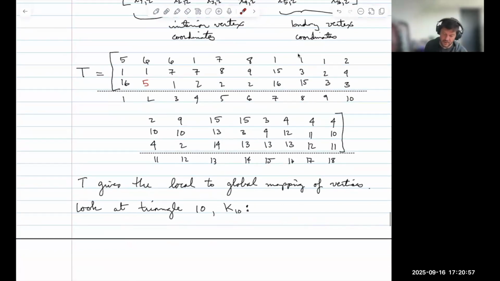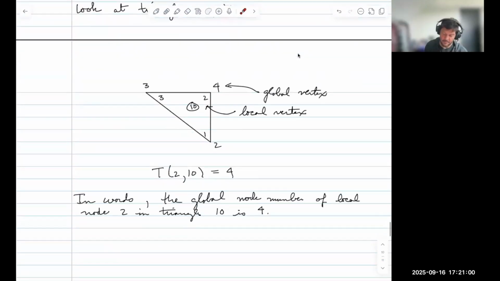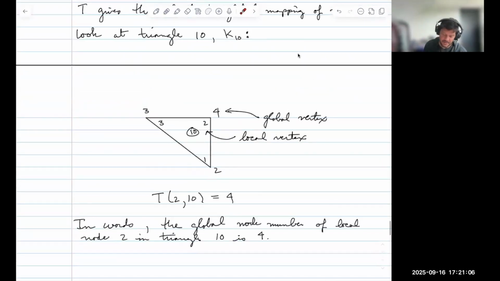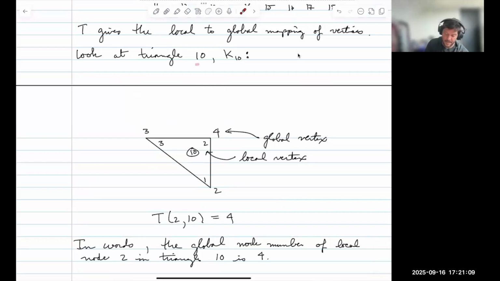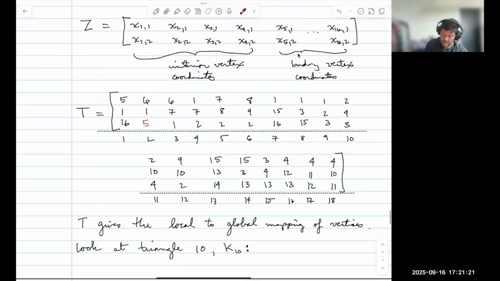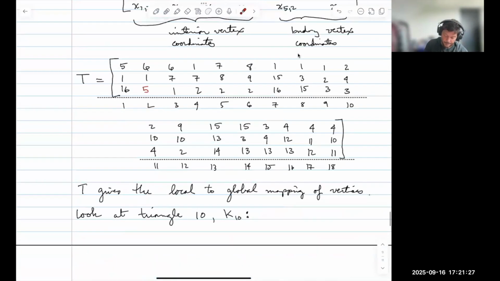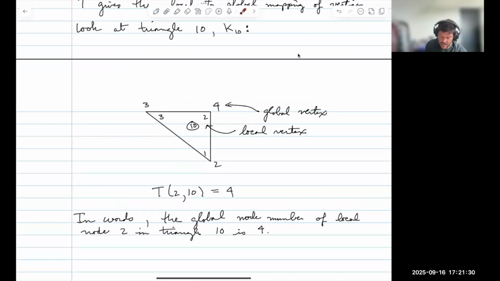All right, so we're going to start. I'm out of time, so we're going to pick up with this more when we meet again on Thursday. But let's take one last example. Look at triangle 10. If I pick it out from the mesh, it has vertices 2, 4, and 3. And you can go back up and find that 2, 4, 3. Now, in that triangle, I have what are called local vertices, which are also numbered in a counterclockwise direction, and I have global vertices.